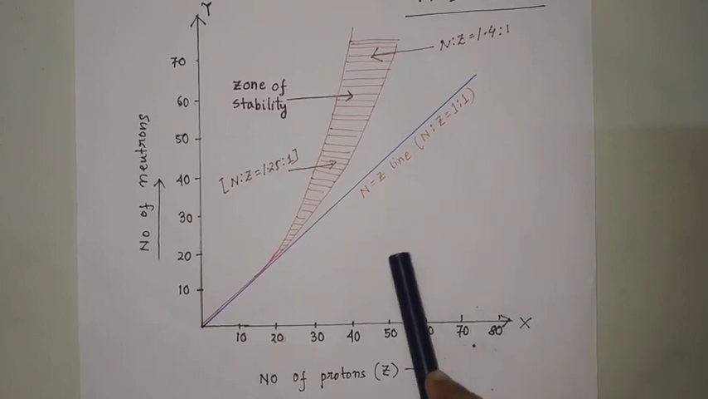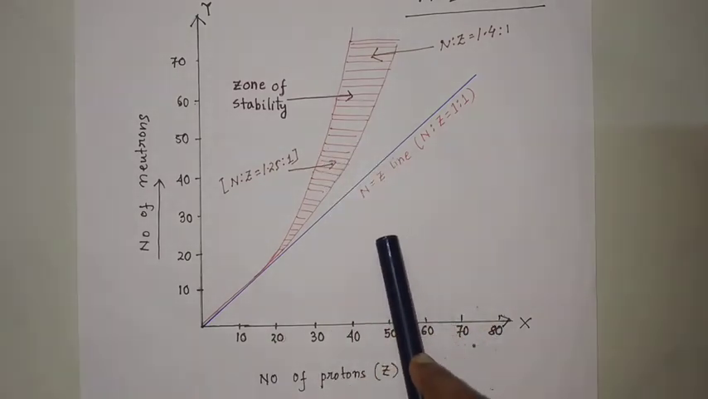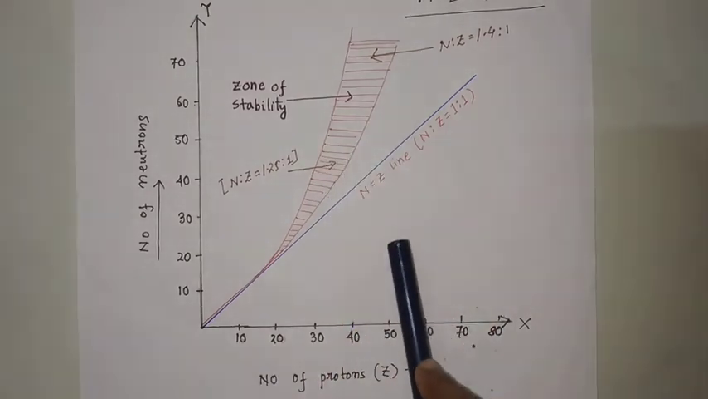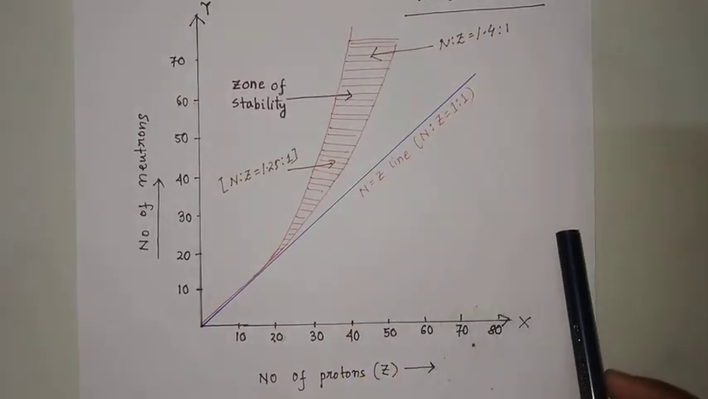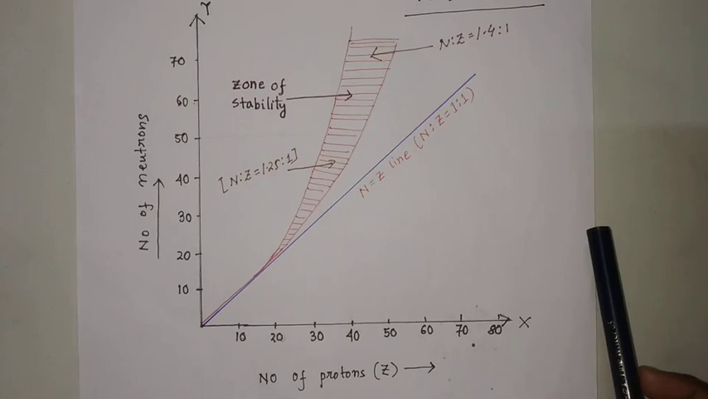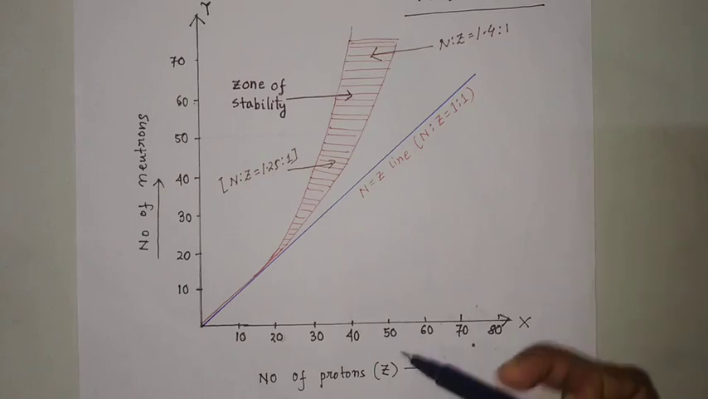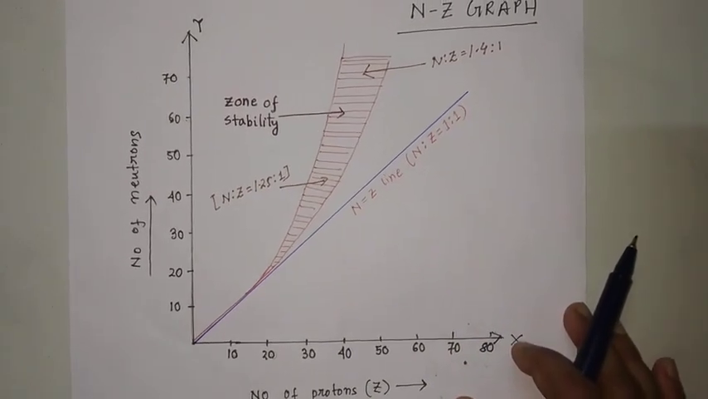And if those nuclei lie below the zone of stability or to the right of the zone of stability, then they are also unstable and radioactive, and they become stable by beta plus emission, or positron emission.